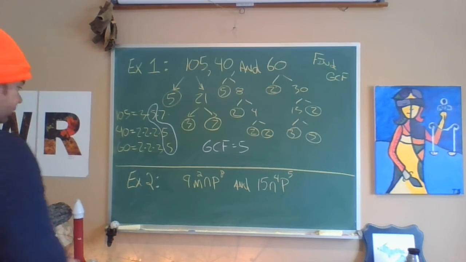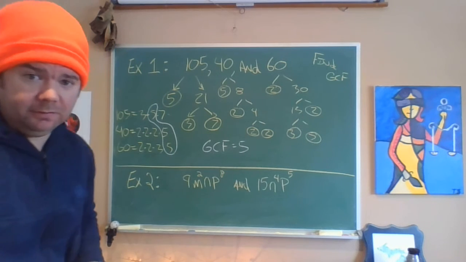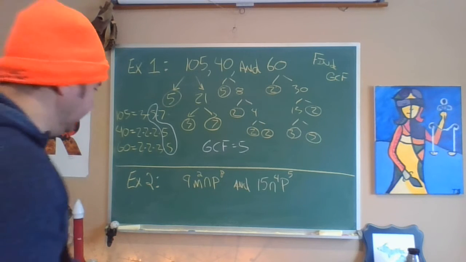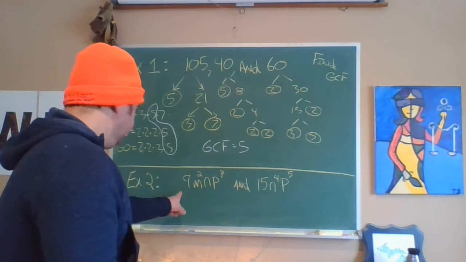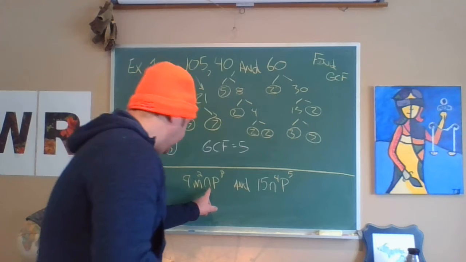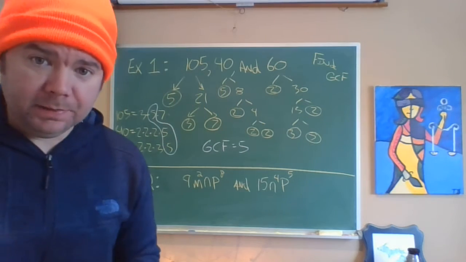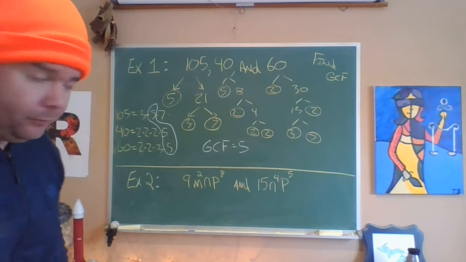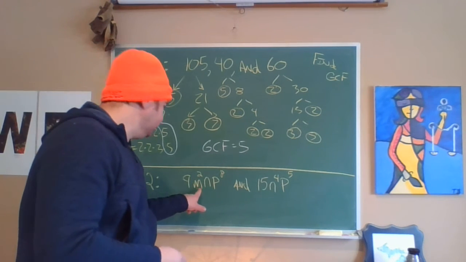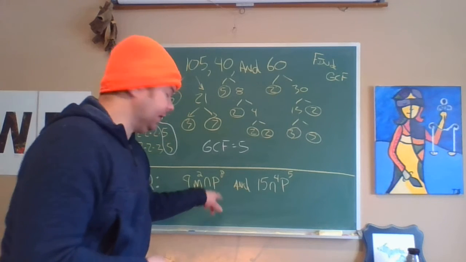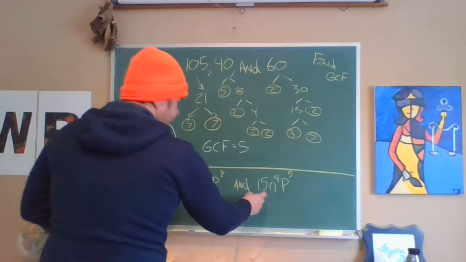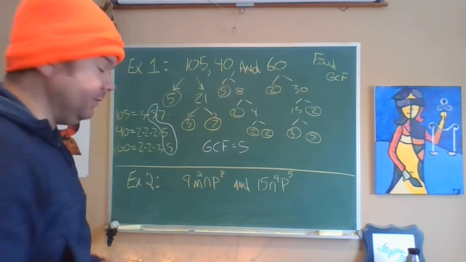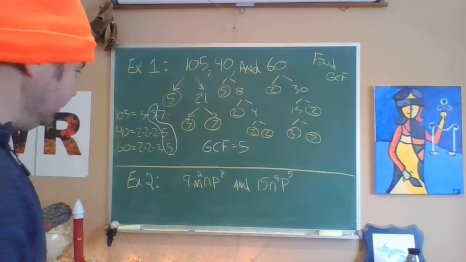GCF for integers. Here's another look at finding the GCF for more complicated polynomial expressions. So what do we have here? We have 9m squared n and then p to the 8th. You could say this has 4 factors in it: a 9 times m squared times n to the 1st times p to the 8th. Here, 15 times n to the 4th times p to the 5th. It's got 3 factors in it.